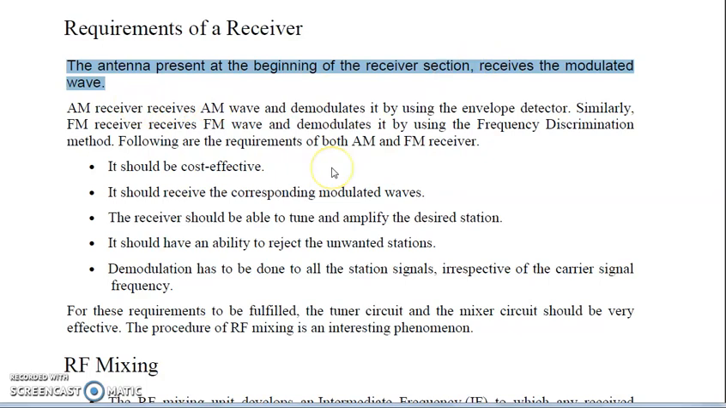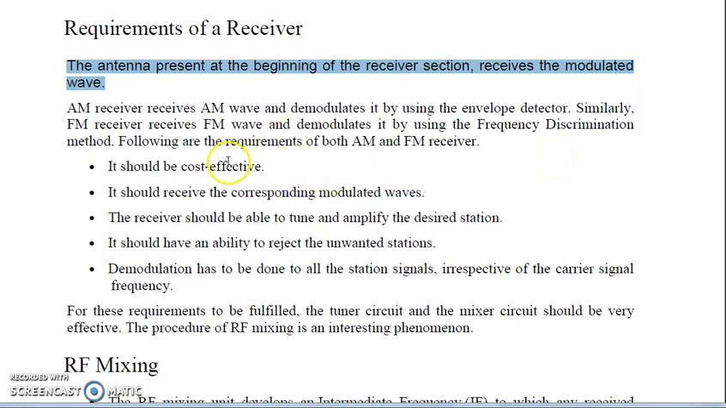There are many similarities in AM receivers and FM receivers. An AM receiver receives the AM wave and demodulates it by using an envelope detector. Similarly, an FM receiver receives the frequency modulated wave and demodulates it by using the frequency discrimination method, the zero crossing detector method, or the phase locked loop method, PLL.